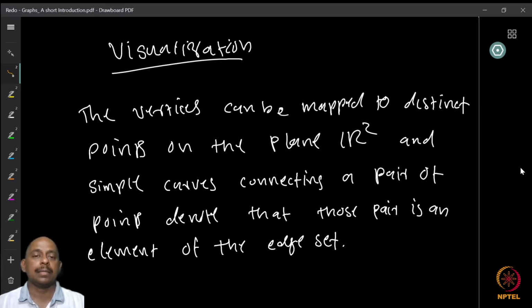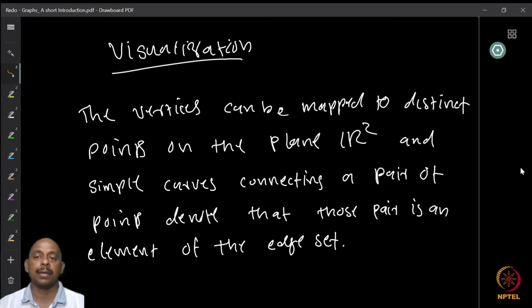Now, as I mentioned, the main advantage of using graphs is the ability to visualize relations. As we mentioned, the edges are two-element subsets, and these can be thought of as binary relations. Whenever there is a relation between two objects, we can say that there is an edge between them. This is one of the reasons it is applicable in many areas.